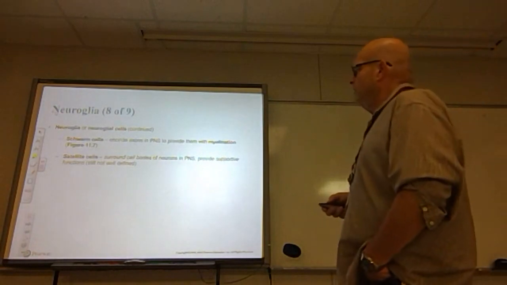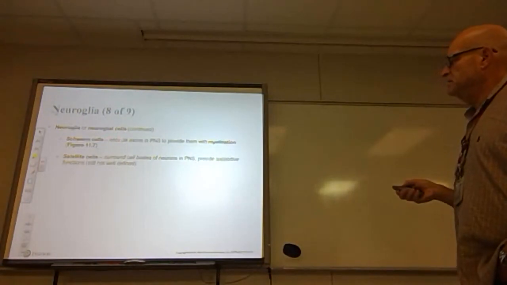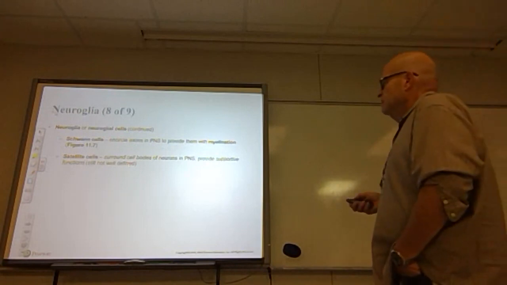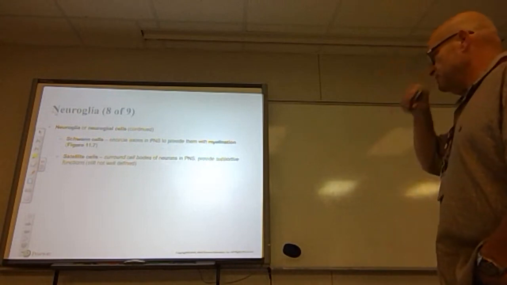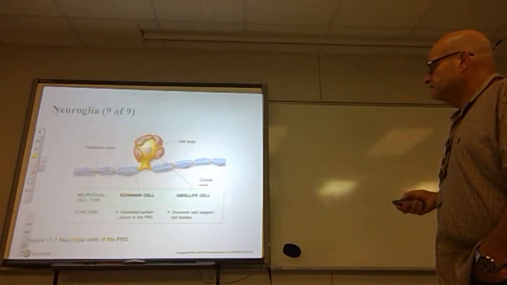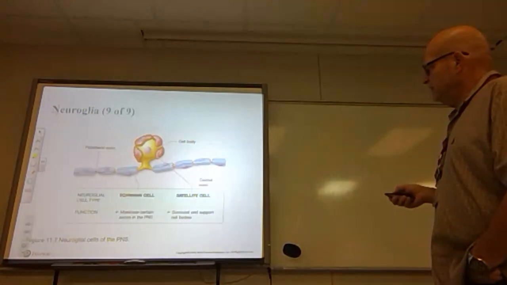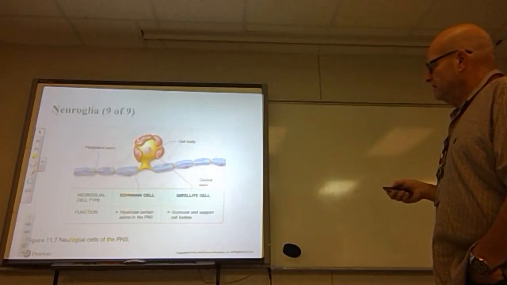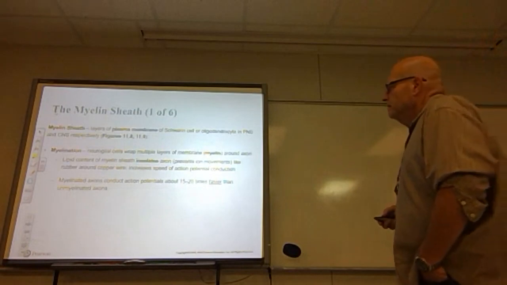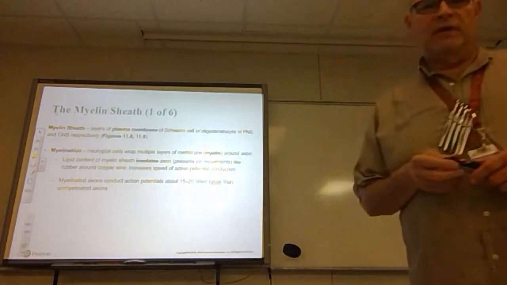The glial cells of the peripheral nervous system, there's only two of them. There's the Schwann cells. These encircle the axons and provide them with myelination. And the satellite cells surround the cell bodies of the neurons in the peripheral nervous system, providing supporting functions. And there they are. There's the Schwann cells forming the myelin sheath. There's the satellite cells anchoring and supporting the cell body. The myelin sheath, I'm going to stop right here and we'll pick up with the myelin sheath a little bit later.